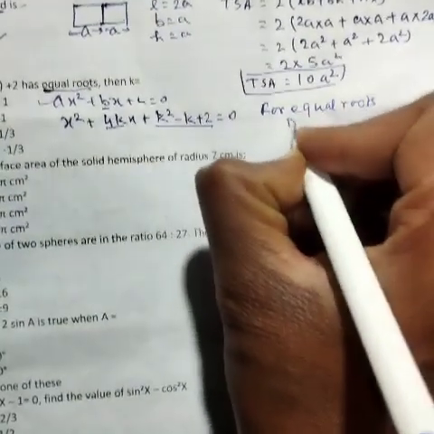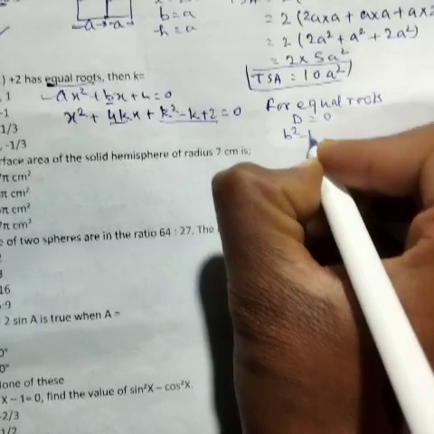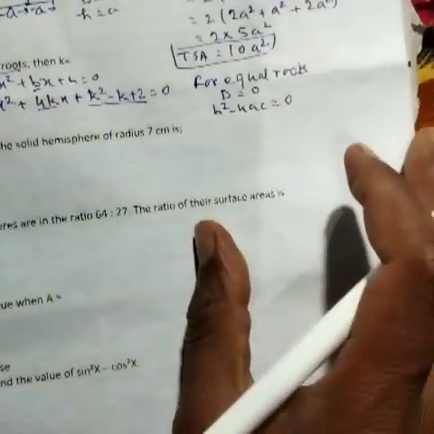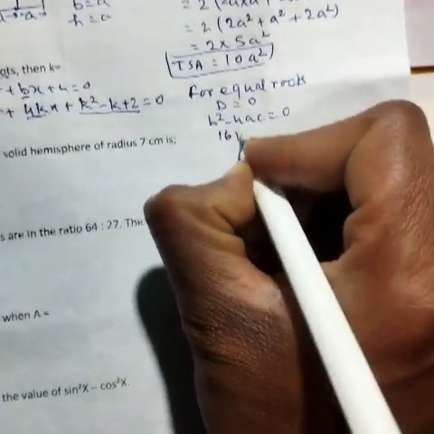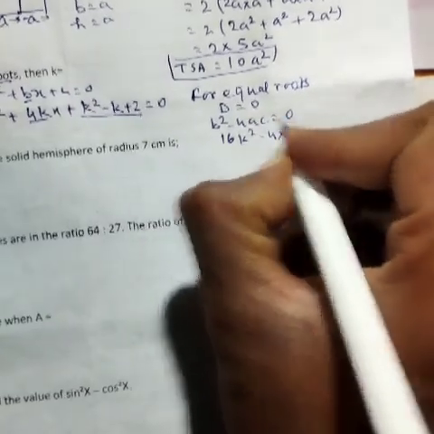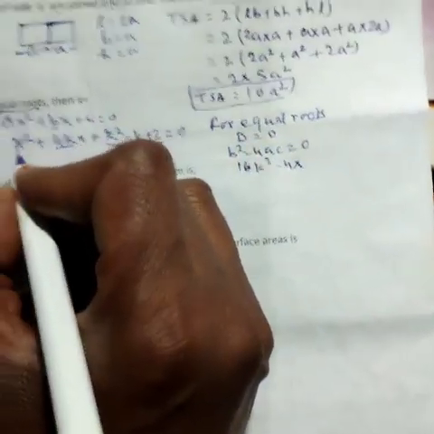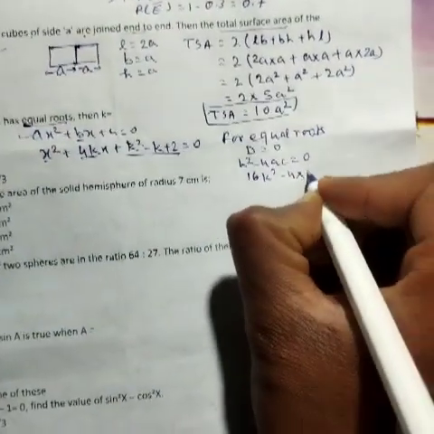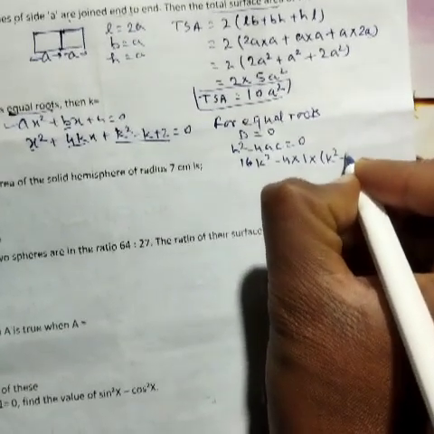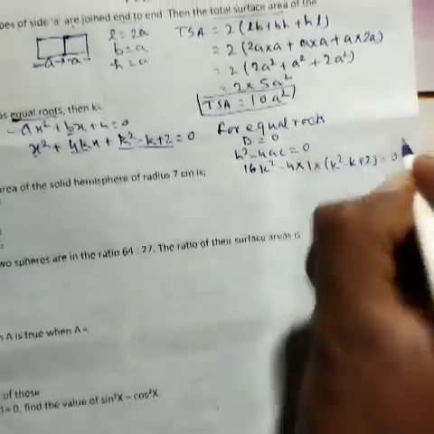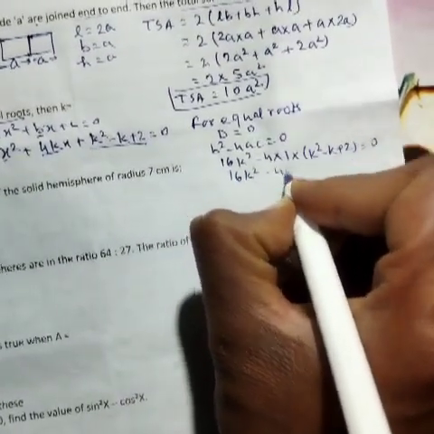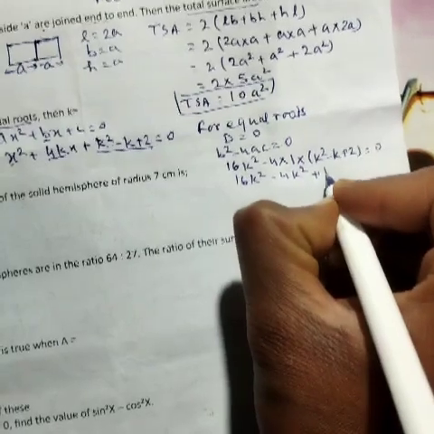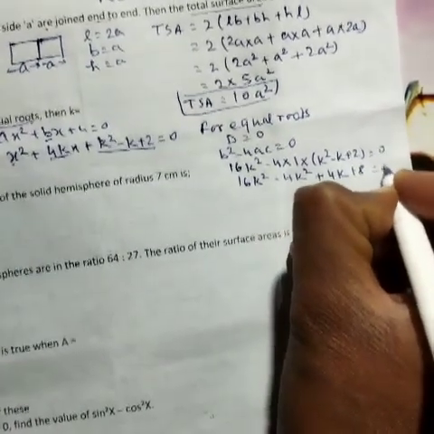For equal roots, we know that discriminant equals 0. It means b square minus 4ac will be equal to 0. The value of b square is equal to 16k square, minus 4, the value of a is equal to 1, the coefficient of x square is 1, times c, k square minus k plus 2, will be equal to 0. So 16k square minus 4k square plus 4k minus 8 is equal to 0.